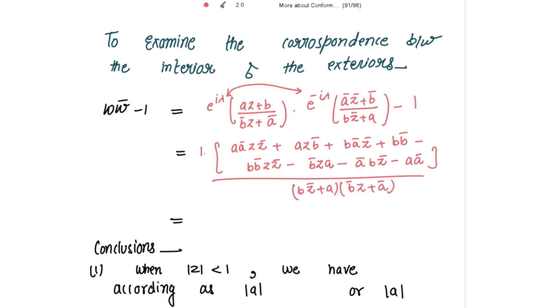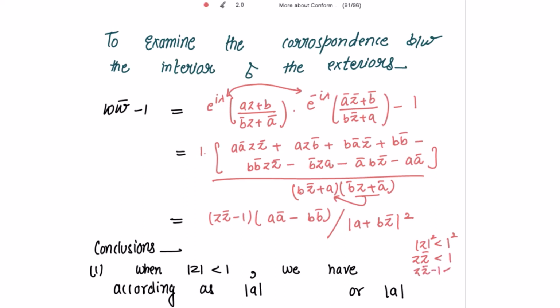So on simplifying the numerator, you get this to be zz bar minus 1 into aa bar minus bb bar divided by, now this thing is just the conjugate of this factor, so this can be written as mod of a plus b into z bar whole square, right? And now the conclusions. When mod z is strictly less than 1, which means if you square both the sides, you get zz bar strictly less than 1. That is zz bar minus 1 less than 0, which is the first factor of the numerator. So which means if zz bar is less than 1, then we have mod of w strictly less than 1 or mod w strictly greater than 1, according as mod a is greater than mod b or mod a is less than mod b.